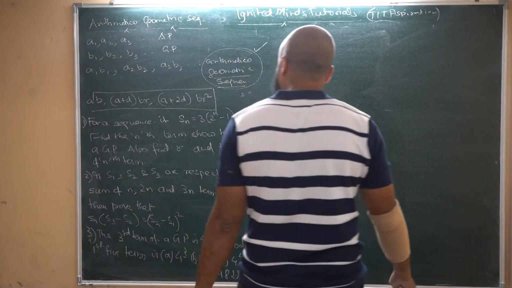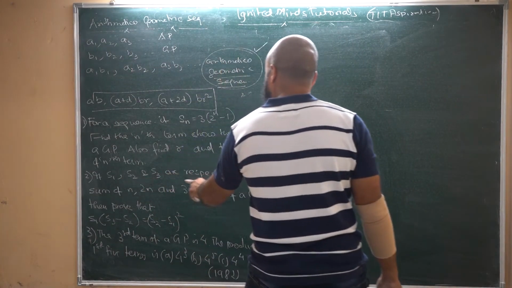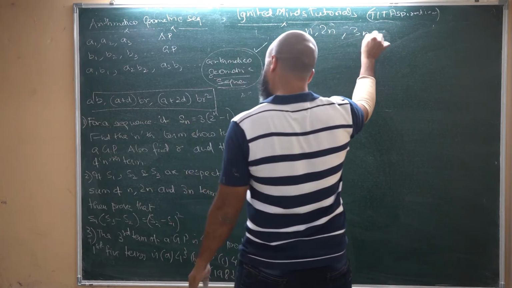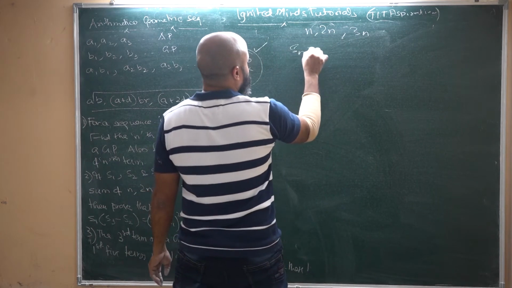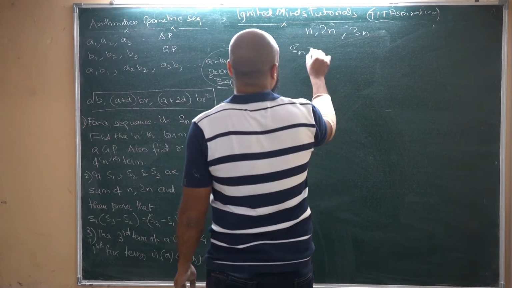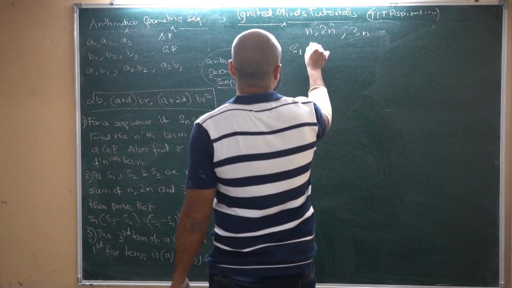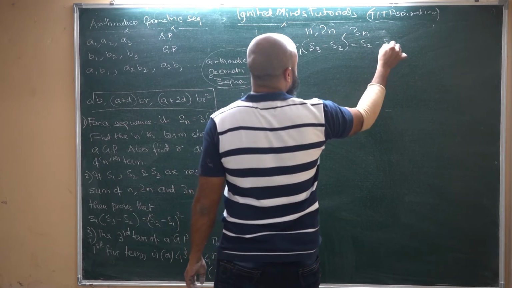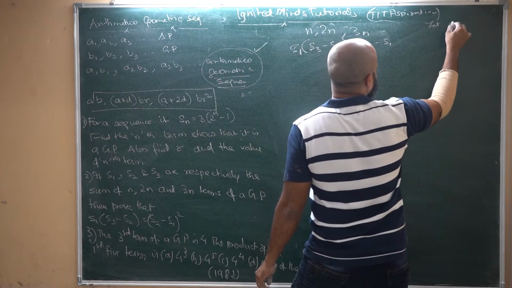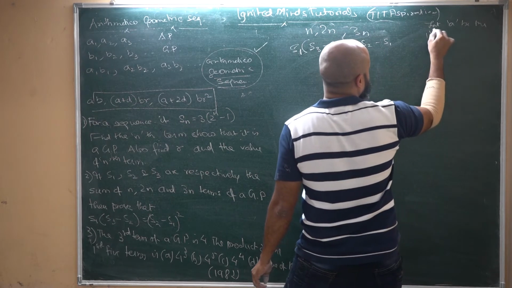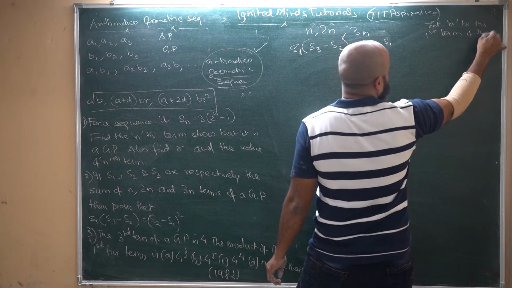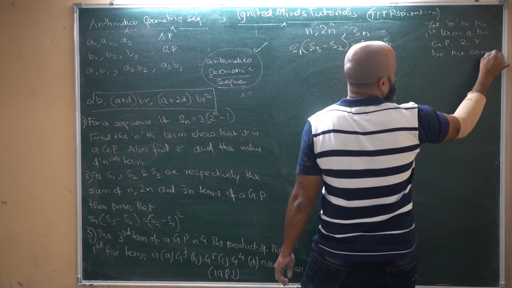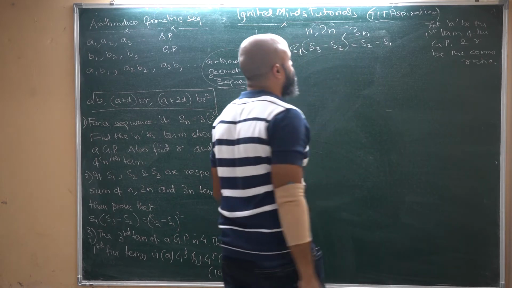Alright, now we'll move on to the second one. If S1, S2 and S3 are respectively the sum of n, 2n, 3n terms of a GP. So let's say Sn we have. We have to prove here S1 into (S3 minus S2) is equal to (S2 minus S1) squared. So let's suppose let a be the first term of the GP and r be the common ratio.